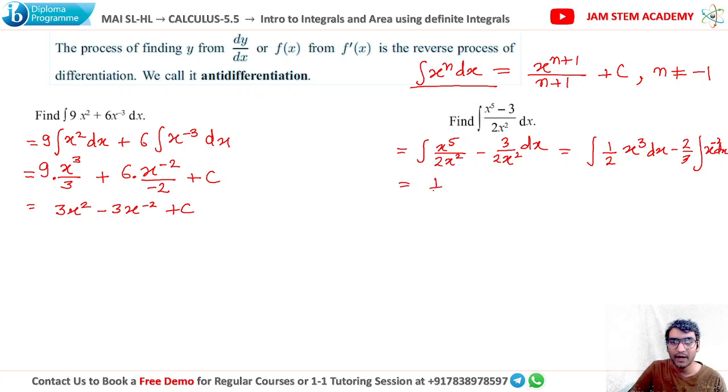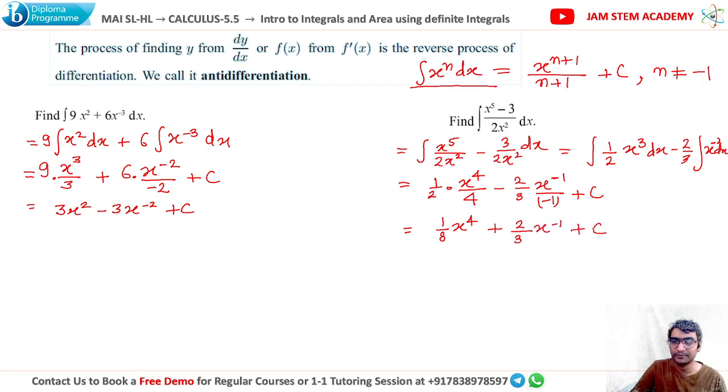We will get half as it is. Increase 1 power of x, which makes it x to the power 4 divided by 4, minus 3/2 of x raised to the power what? Negative 1, whole divided by minus 1, plus c. Always add plus c to it, right? And hence my final answer is 1 by 8 x to the power 4, minus minus will become plus, 3/2 of x raised to the negative 1, plus c. Okay, in this way you can integrate it.